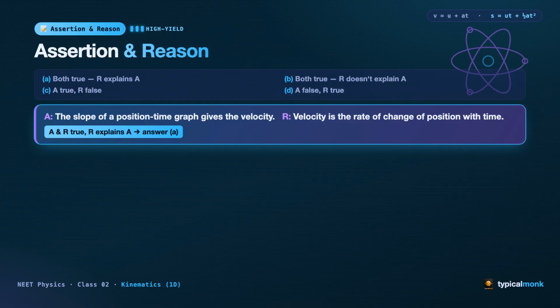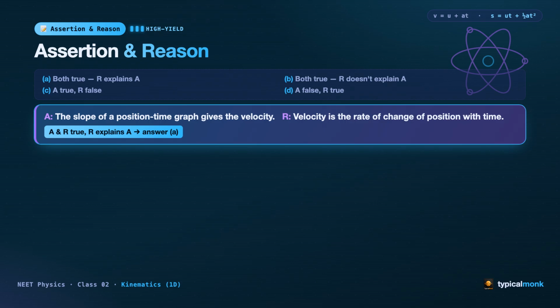Remember the 4 options. Option A, both statements true and the reason explains the assertion. Option B, both true, but the reason does not explain the assertion. Option C, assertion true, reason false. Option D, assertion false, reason true. First one, assertion, the slope of a position time graph gives the velocity. Reason, velocity is the rate of change of position with time.